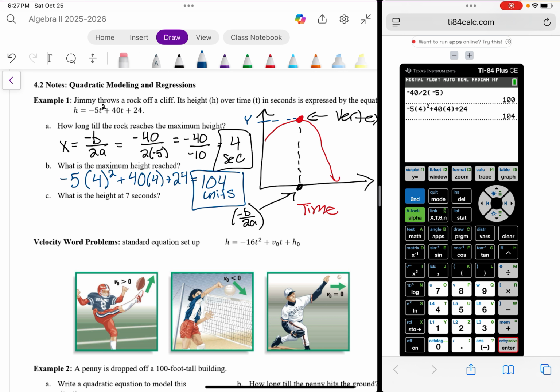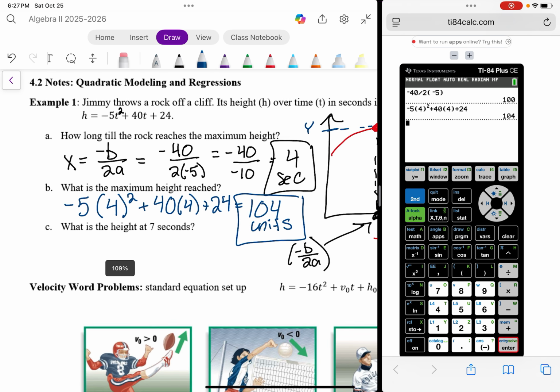So when it asks how long or how many till it gets its maximum or its minimum, you are going to use negative b over 2a. Then when it asks what is the maximum or the minimum, you plug in your x value to get that answer. The next one, what is the height at 7 seconds?